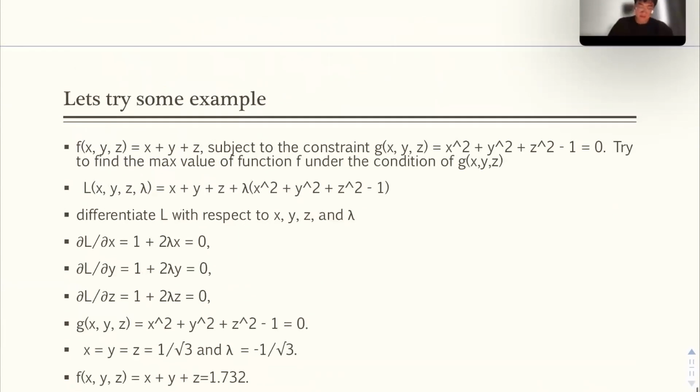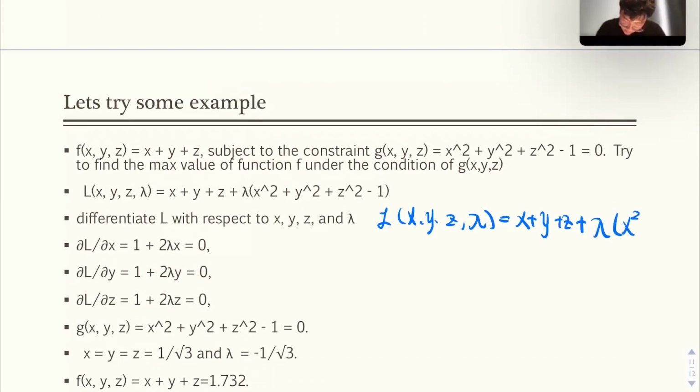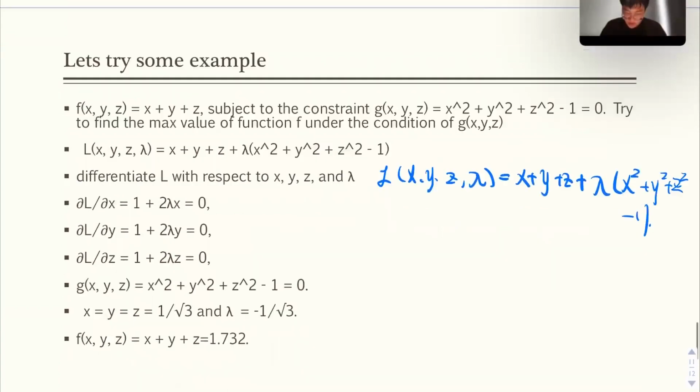So here's the solution. In this case, we set L of x, y, z, and also the Lagrange multiplier lambda, equal to x plus y plus z plus lambda times (x squared plus y squared plus z squared minus 1). So here's the function that we're trying to maximize, subject to x, y, and z. And this is what we're going to do.